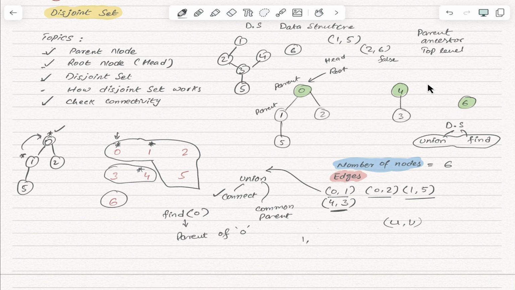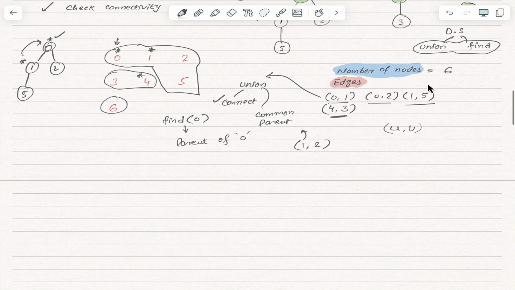Are 1 and 2 connected or not? So from here, we will ask 1, who is your parent? And he will tell us that. Let me make it a little bigger. When we are asking the question for 1 and 2, we ask who is your parent? 1 will say, my parent is 0. And from 2 we will ask, who is your parent? He will say, my parent is 0. In that case they both have a common parent, and we will conclude that they are connected.